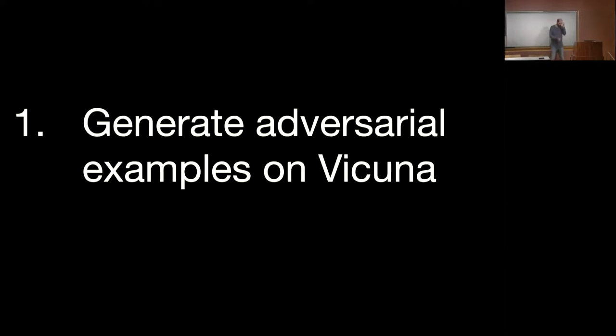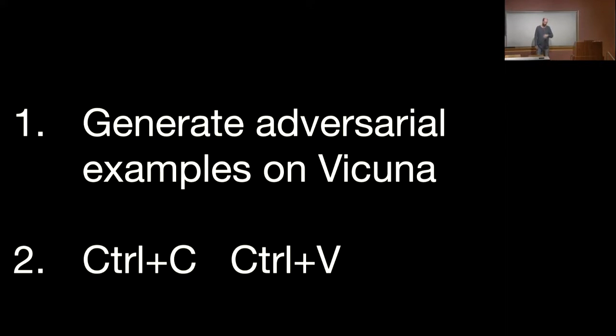And so here's what we do. To break a production model, we generate adversarial examples, in this case on Vicuña. This is a Llama variant model that everyone can freely download. And then we copy and paste. Okay, why does this work? It works because of transferability.